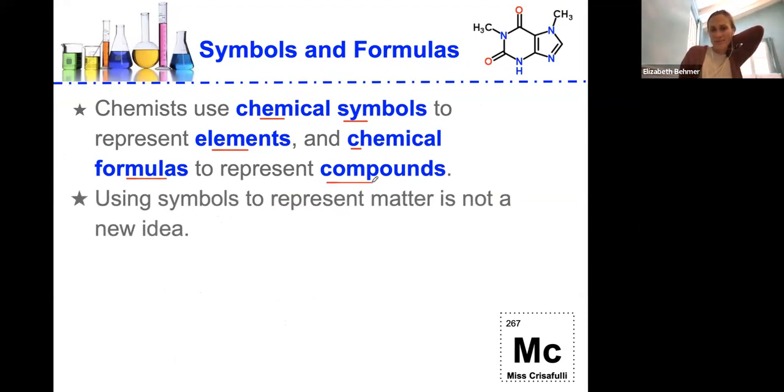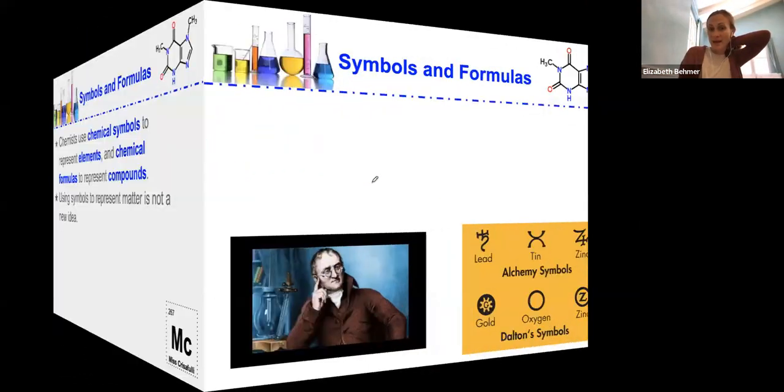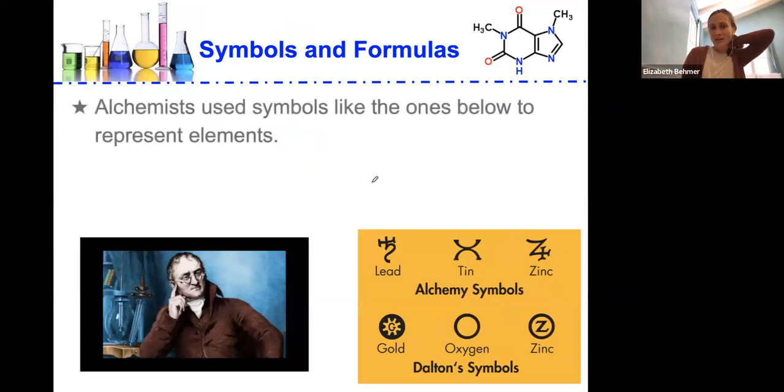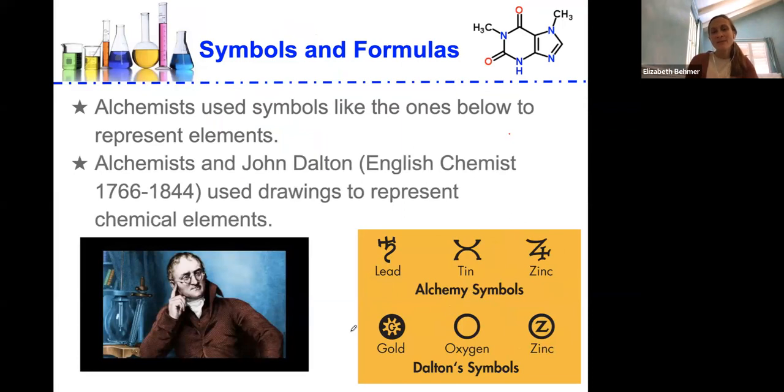Using symbols to represent matter is not a new idea by any means. If we go back, alchemists used symbols like the ones below to represent elements. Isn't it fun to see the original alchemists' symbols? Specifically, these are some of Dalton's symbols as well. Alchemists and John Dalton, an English chemist in the early 1800s, used drawings to represent chemical elements. So it is nothing new to use a symbol or a drawing to represent some of these elements.